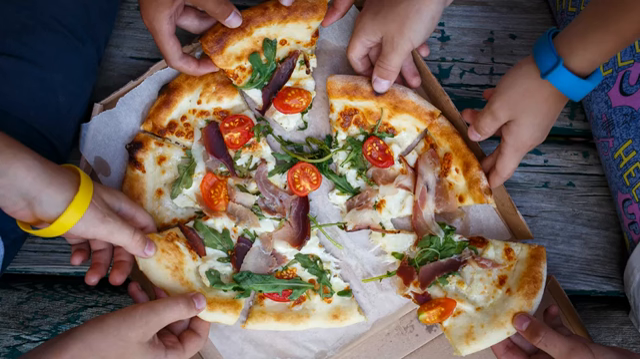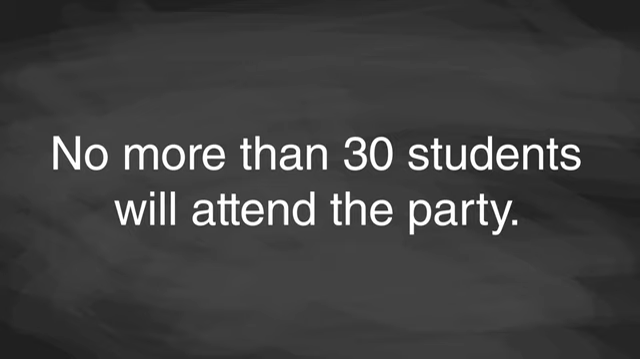Imagine that your class is having a pizza party. To plan the party, you need to understand all of the constraints. A constraint is something that limits what is possible or reasonable in a situation. For instance, one constraint might be that there will be no more than 30 students at the party.